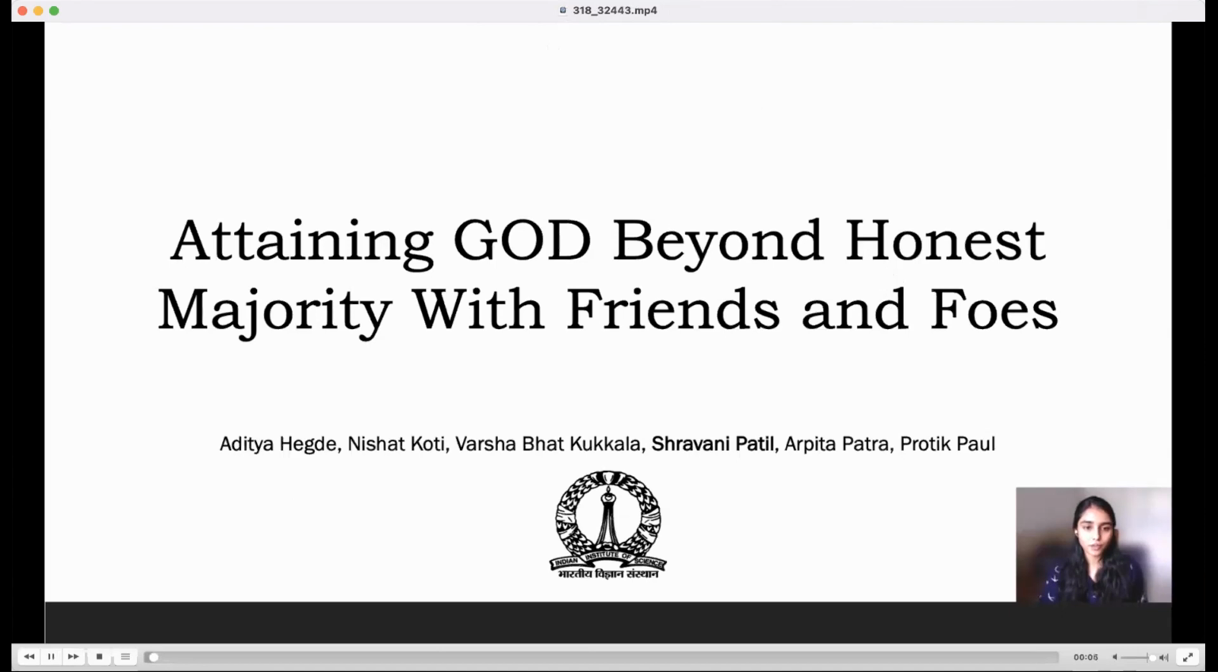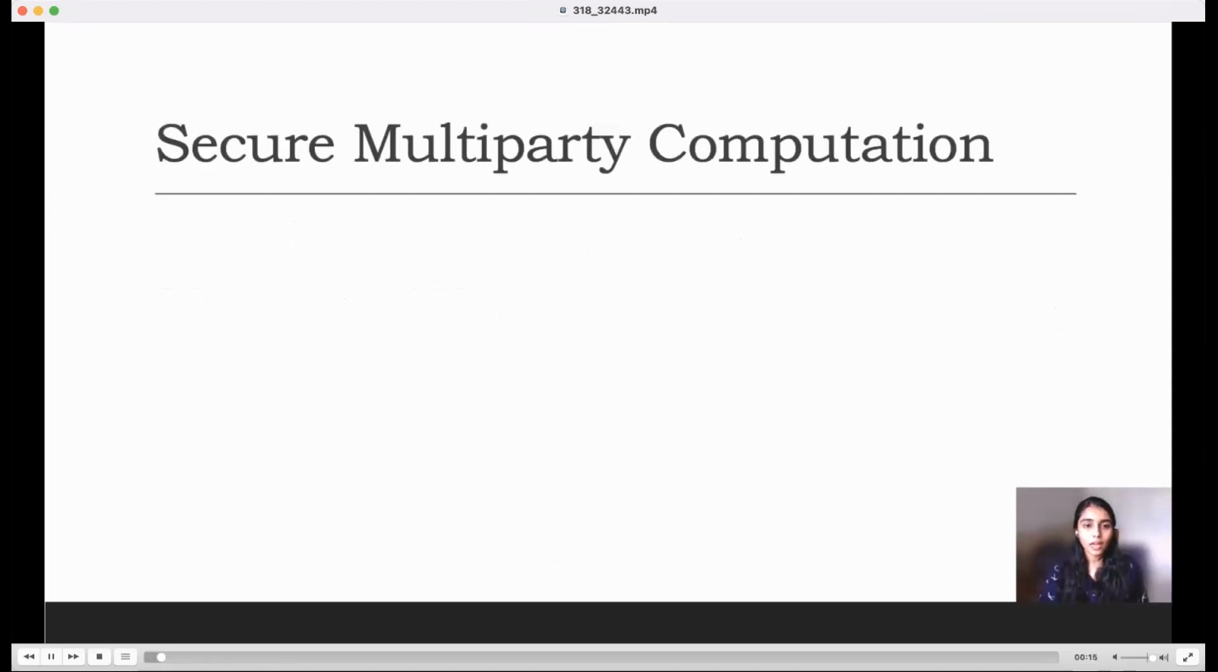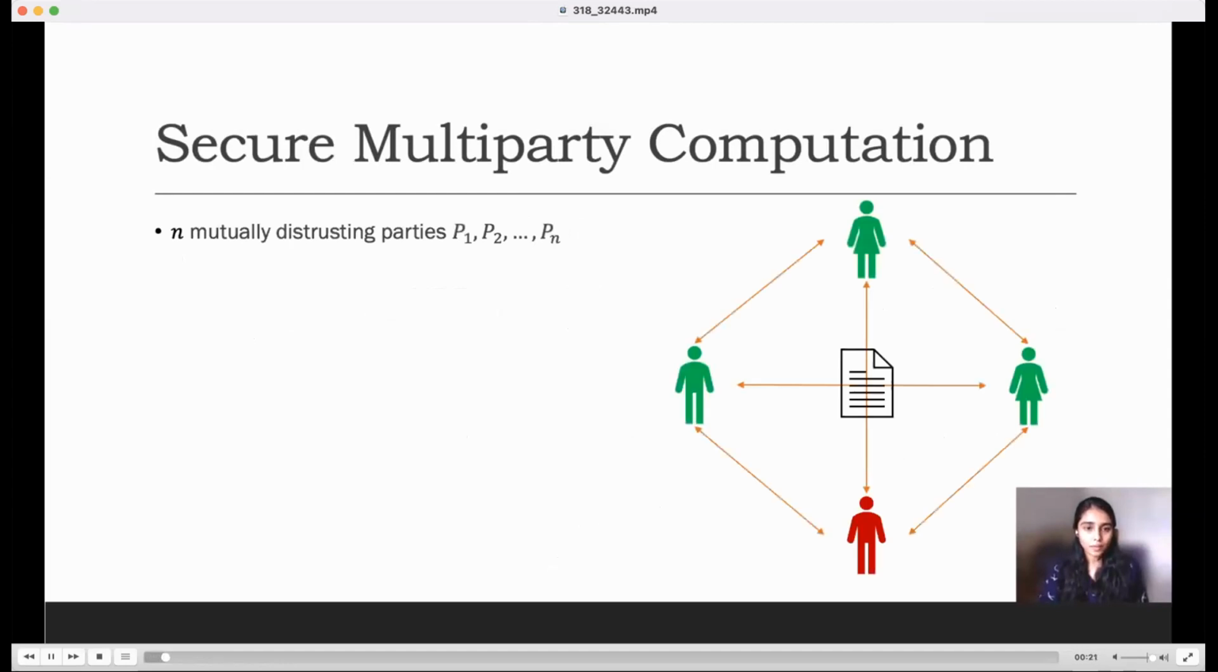Presenting our work Attaining GOD Beyond Honest Majority with Friends and Foes. This is a joint work with Aditya Hegde, Nishad Koti, Varsha Bhatkukala, Arpita Patra, and Protik Paul. Let me begin by defining secure multiparty computation, also known as MPC. MPC allows n mutually distrusting parties, say P1 to Pn, each holding a private input to compute a joint function of their inputs. This distrust among parties is modeled as a centralized adversary, which can corrupt up to t out of the n parties.